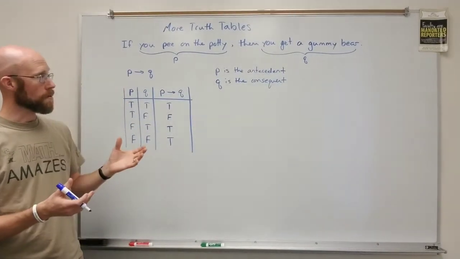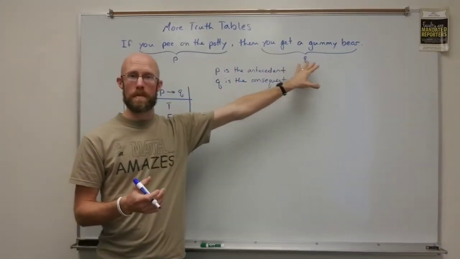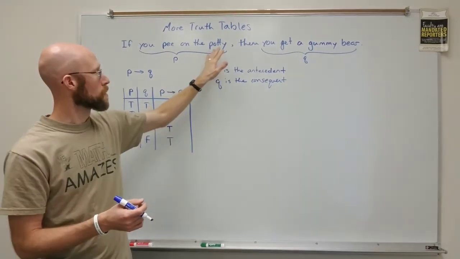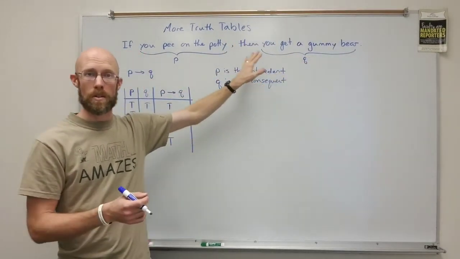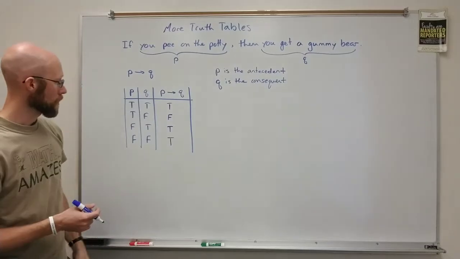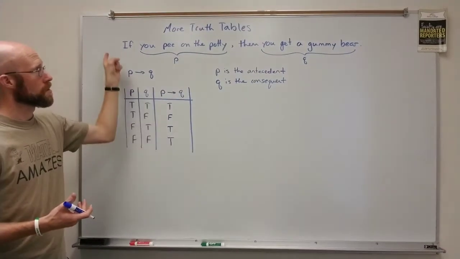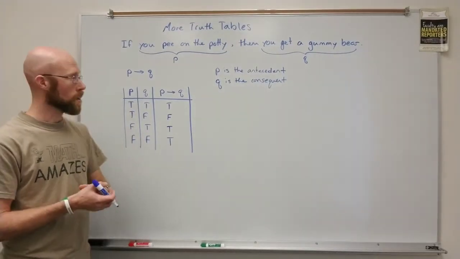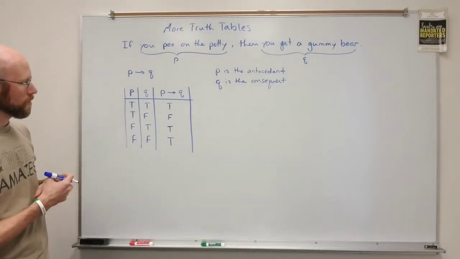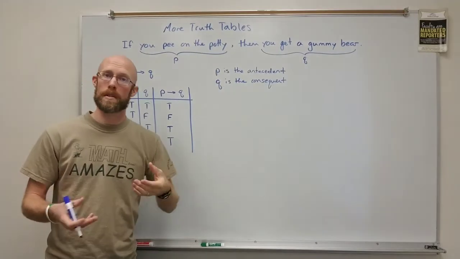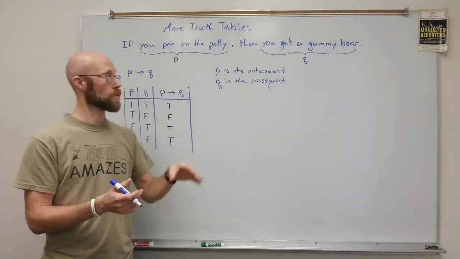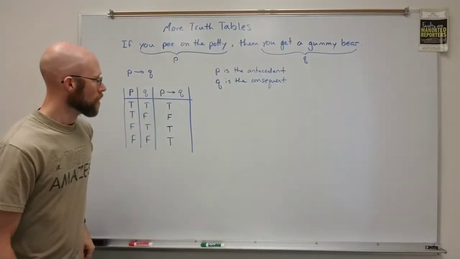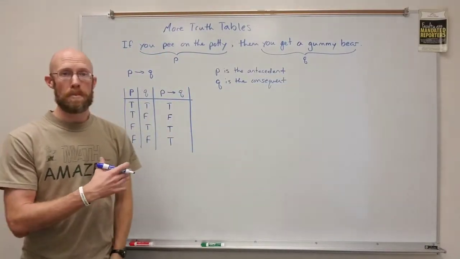So the only time that a conditional statement is false is if the antecedent is true, but the consequent is false, okay? You don't follow through. And so that results in a false statement, okay? Everything else is true, which is kind of interesting. So you get 3 true statements and 1 false, and the only false occurs when you have a true antecedent and a false consequent. Okay, so that's just a basic setup.